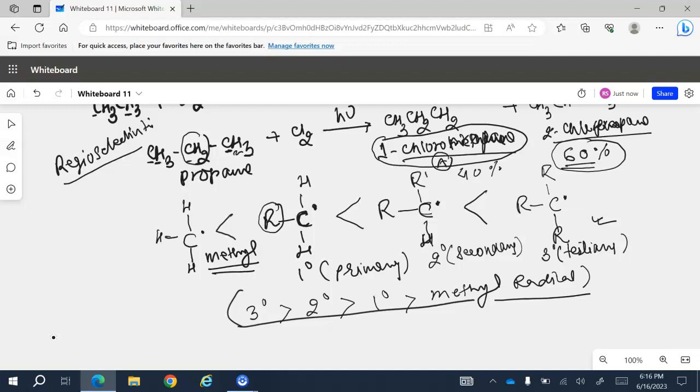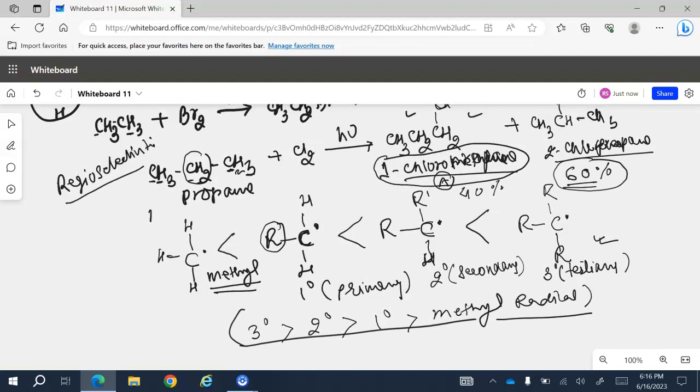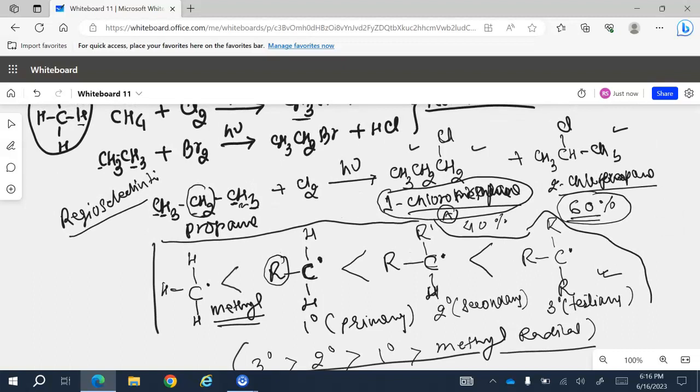Now based on that, once we have this tentative idea, we can go ahead and discuss the major product and minor product in our previous discussion. Say here, the 1-chloropropane is formed by the generation of primary radical. So this carbon is primary, this carbon is primary, and if the radical is generated here, that will be the primary radical. Whereas the middle carbon is secondary, and the radical generated on this carbon will be secondary radical.